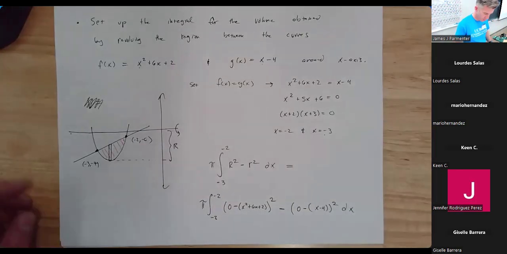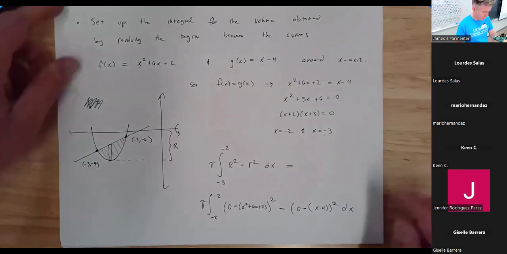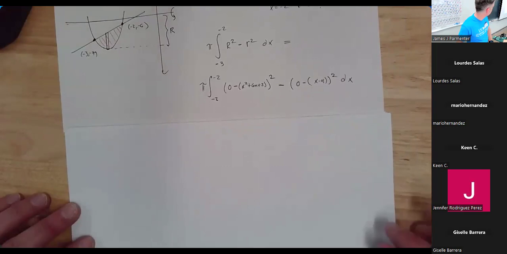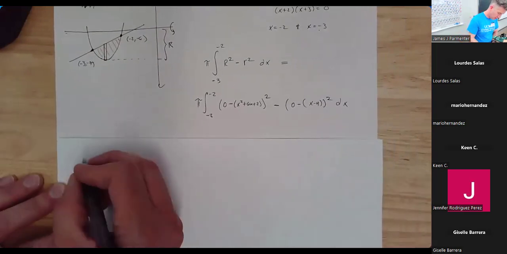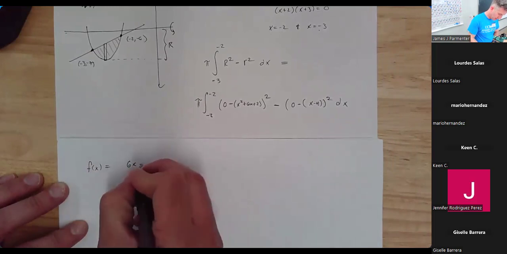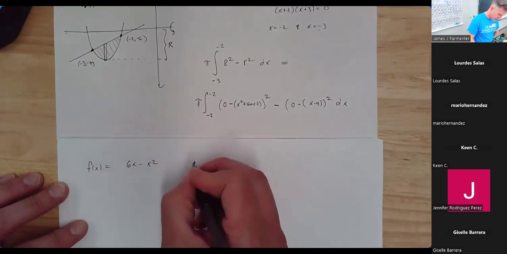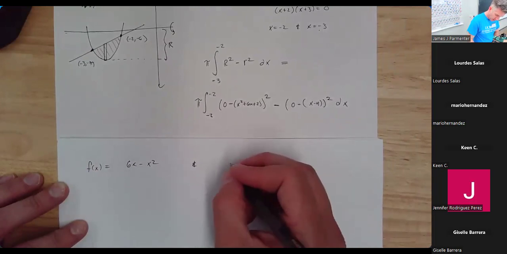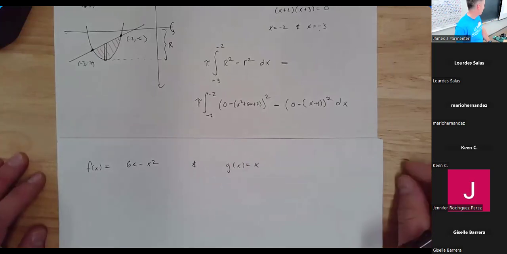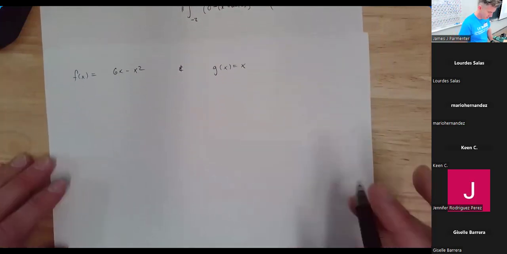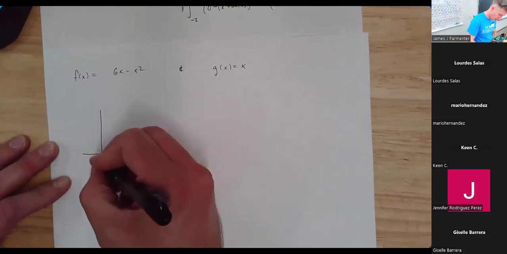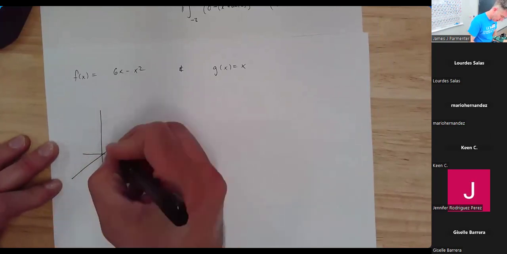So I want to point out something a little bit less gross. Let's say we had a slightly easier situation where our parabola was 6x minus x squared, and our other function was g of x equal to x, which is much easier to draw. So here's your g of x equal to x.